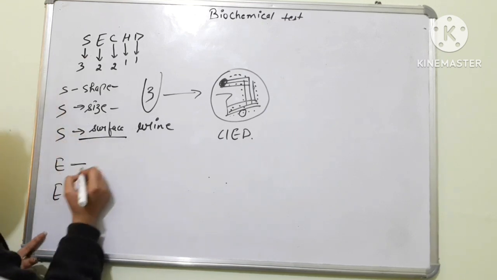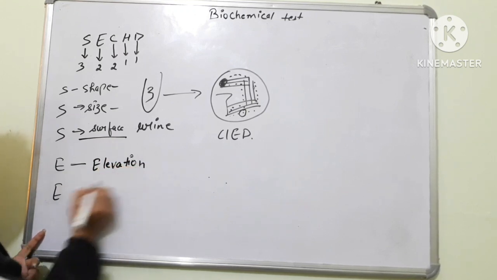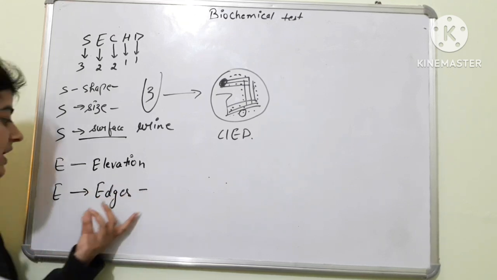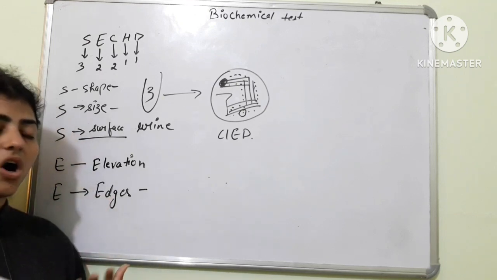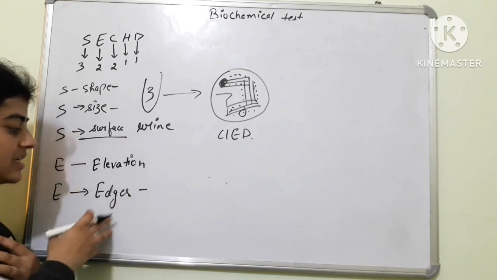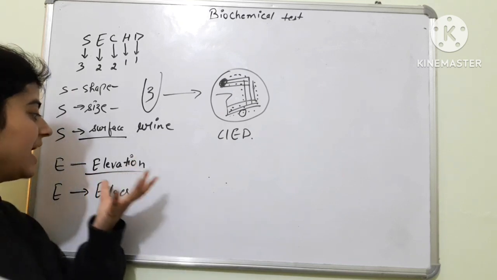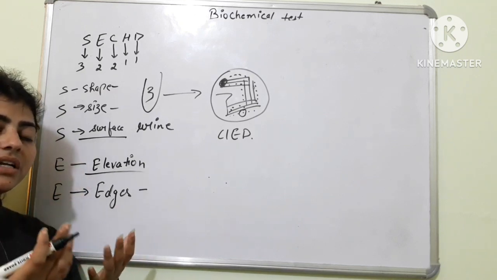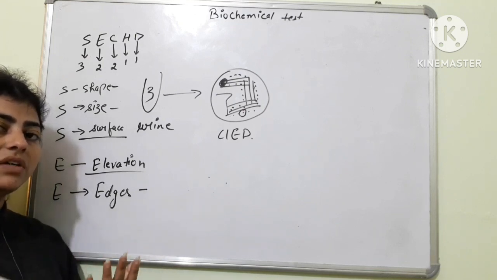Next we have E. E means elevation, and the second E means edges. Edges means whether your colony has regular edges or they are crenated, entire, lobate. These are the types of edges. Next we have elevation. Elevation means whether your colonies are elevated, raised, or flat. What type of colonies do you have in your Petri plate?